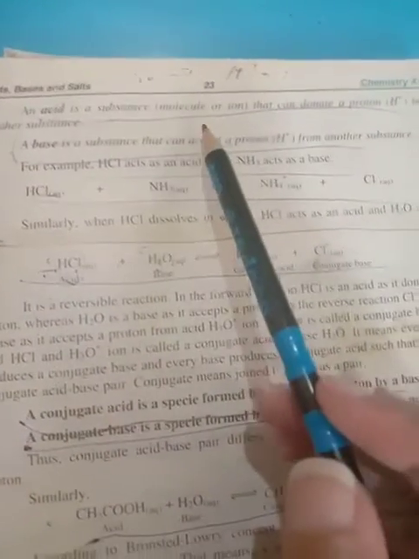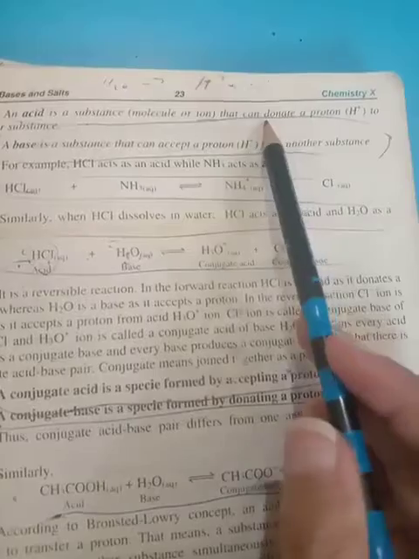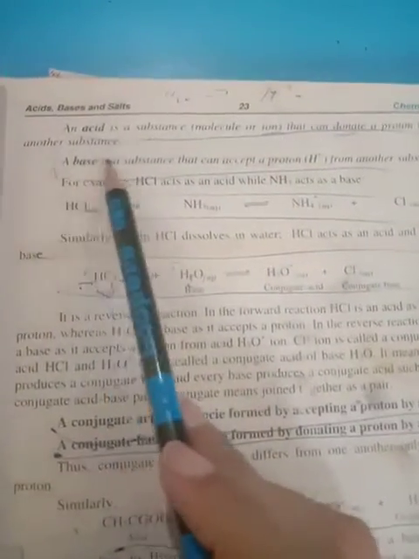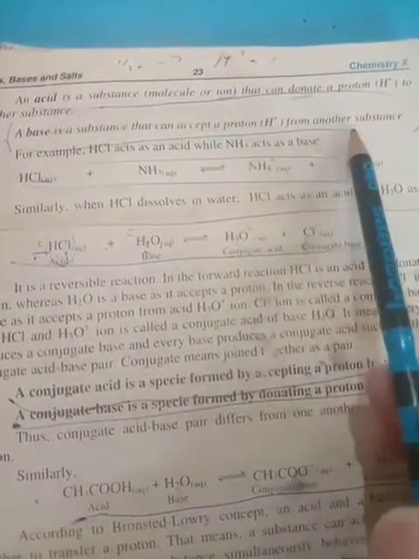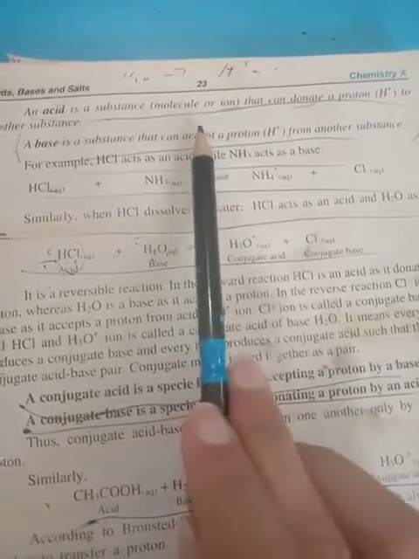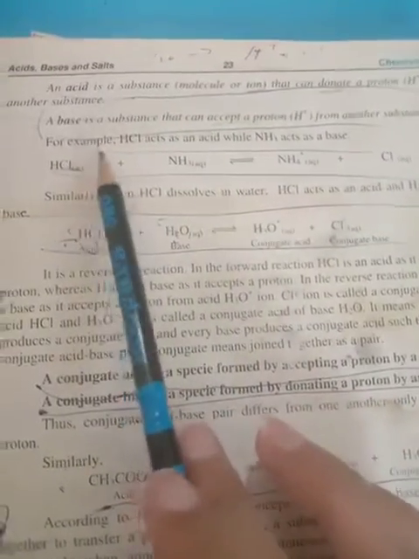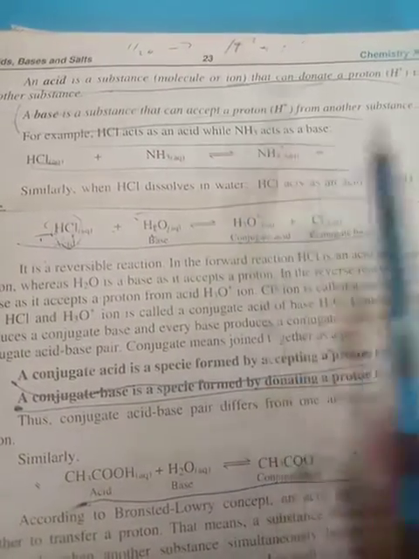Acid is a substance, molecule or ion. Ion means anything that has charge. It may be positive or it may be negative. That can donate. Donate means that can give or transfer a proton to another substance, while base is a substance that can accept a proton from another substance. Definitely when something is giving a thing, another may accept that thing. Same is the case with the Bronsted-Lowry acid and base concept. For example, HCl acts as acid while NH3 acts as base.